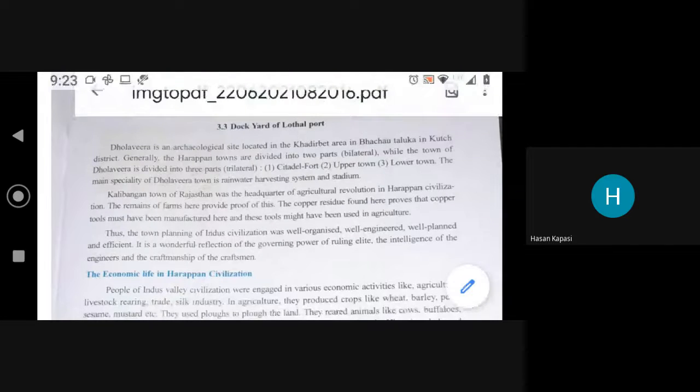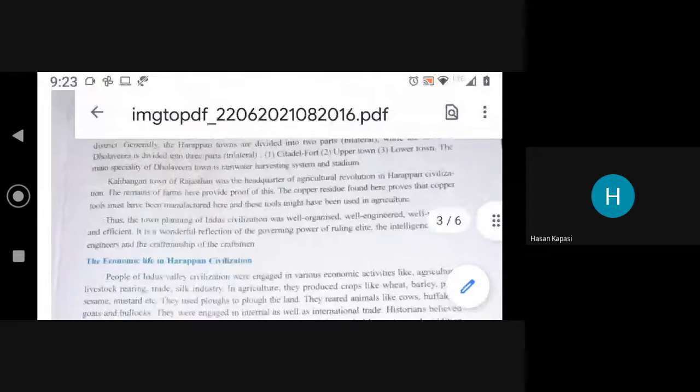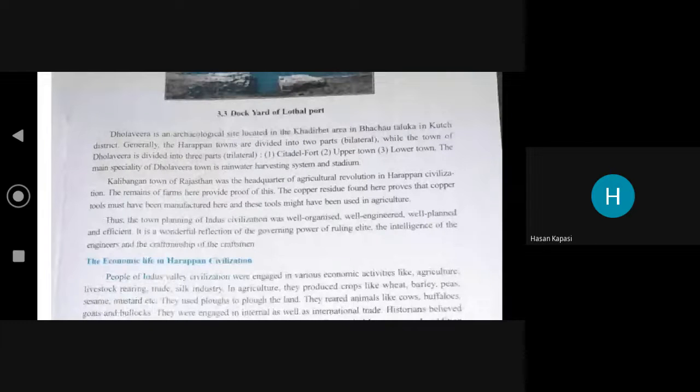Kalibangan town from Rajasthan was the headquarters of agriculture revolution in Harappan civilization. The remains of farms here provide proof of this. There are various proofs which are found by archaeologists, okay? Is it clear till here?